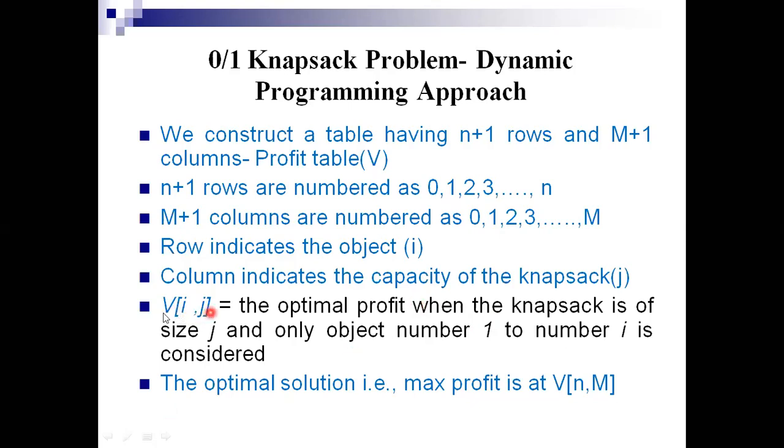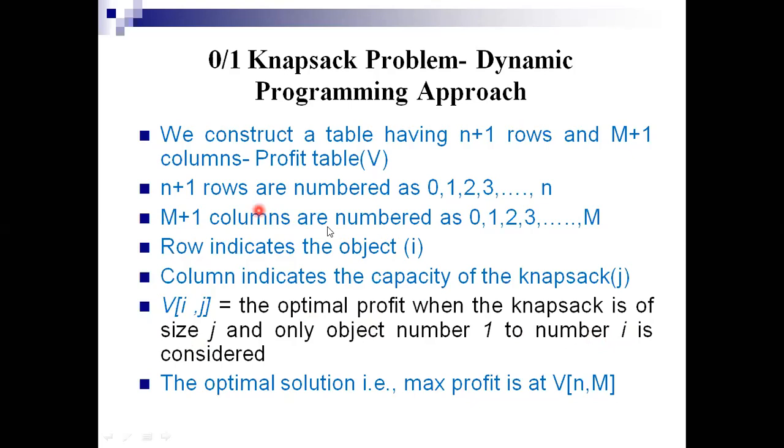So V of i comma j. When I say V of i comma j, it means the profit that has been obtained when the knapsack is of capacity j, and there are only objects from 1 to i. So you can see the knapsack is of size j, and there are only objects from 1 to i. So i represents not only the ith object, it represents objects numbered 1 to i, which have been considered. So this gives the optimal profit.